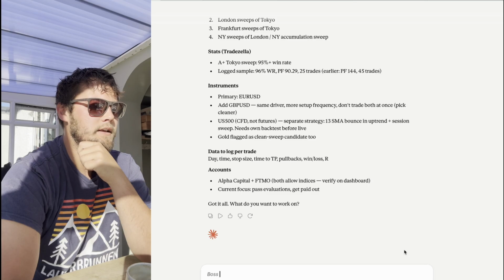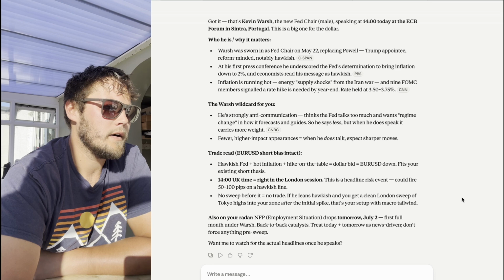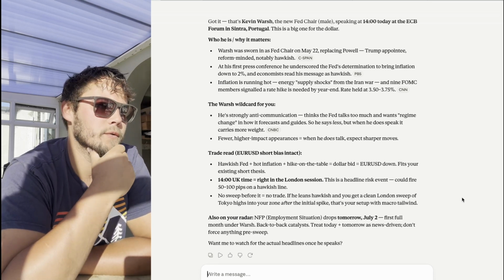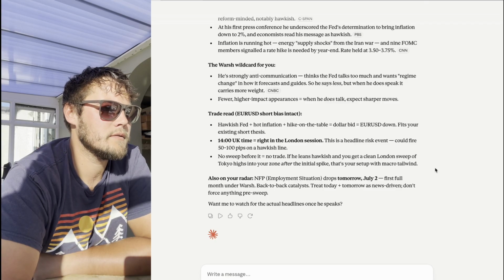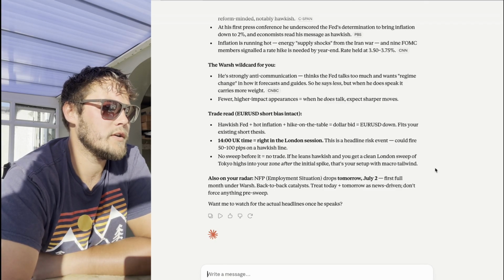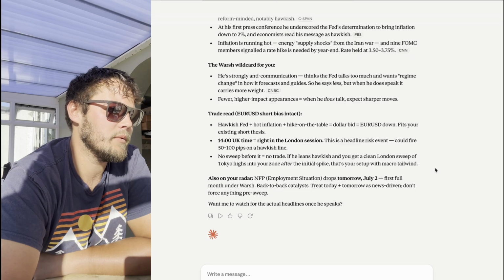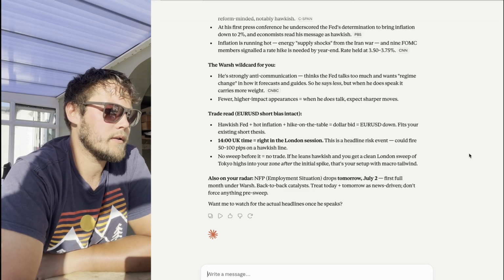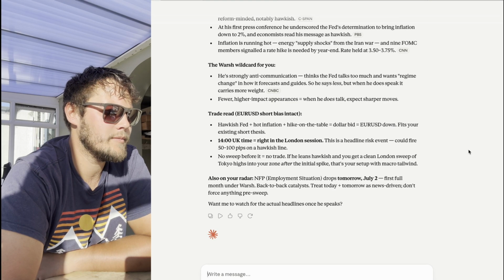Warsh is speaking tonight at the Fed. What's the speech about? All right, so big one for dollar. Who is it? I know who he is. The wildcard view. He's strongly anti-communication. He thinks that the Fed talks too much and wants a regime change. Now it forecasts and guides. Ooh, interesting. So he says less, but when he does speak, it carries more weight. That should be fun, shouldn't it? Fewer higher impact appearances. When he does talk, expect sharp moves. Tremendous. Trade read. Don't worry about that also.